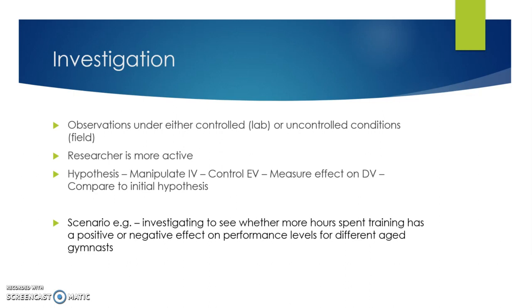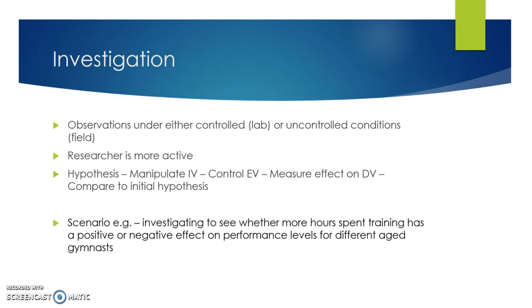The first research design is an investigation. An investigation is an observation which is done under either controlled conditions, for example when done in a lab, or uncontrolled conditions, such as a more natural setting like a field experiment. In this design, the researcher is more active due to being the investigator within their own study.